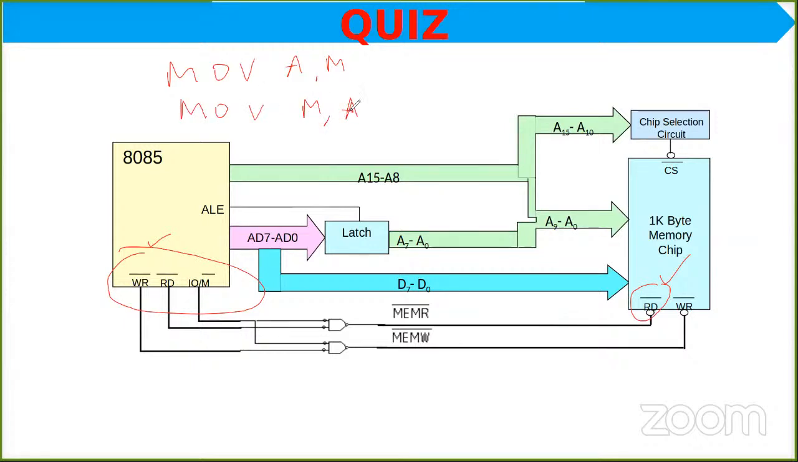When I say that, okay, I need to move some data from the accumulator into the memory. So this is my accumulator over here and this is my memory over here. If I want to move some data from the accumulator to the memory, then I am writing data to the memory. So WR bar will become high. So that work is also done by the 8085.